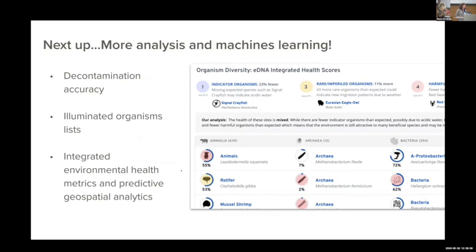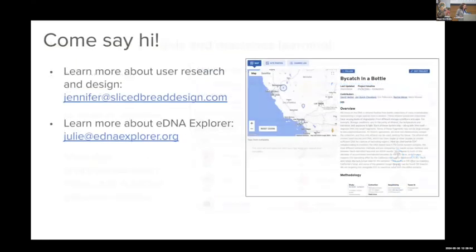We can start looking across the data set to create environmental health metrics and predictive geospatial analysis and map all of that and offer all these tools so that, again, people can analyze their data without the help of a geneticist. So that's us. And if you have more questions about eDNA Explorer, feel free to chat with me.